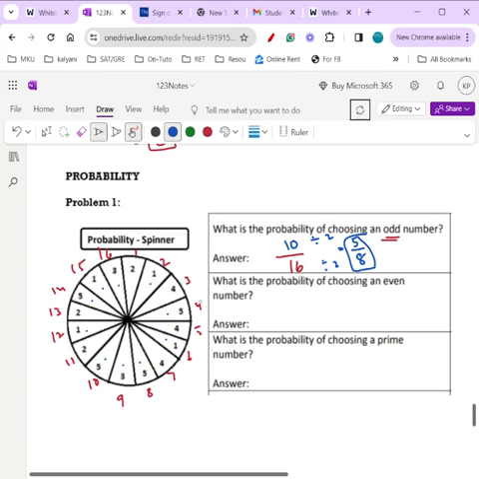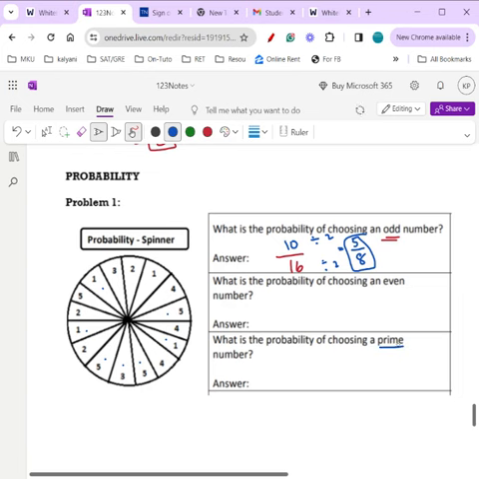Just like that. First you count how many numbers there are, then you look at whatever they're asking, and then you count them and you should get the answers. Okay, let me clean this up since you already know it. Next, just work on the even numbers the same as this.